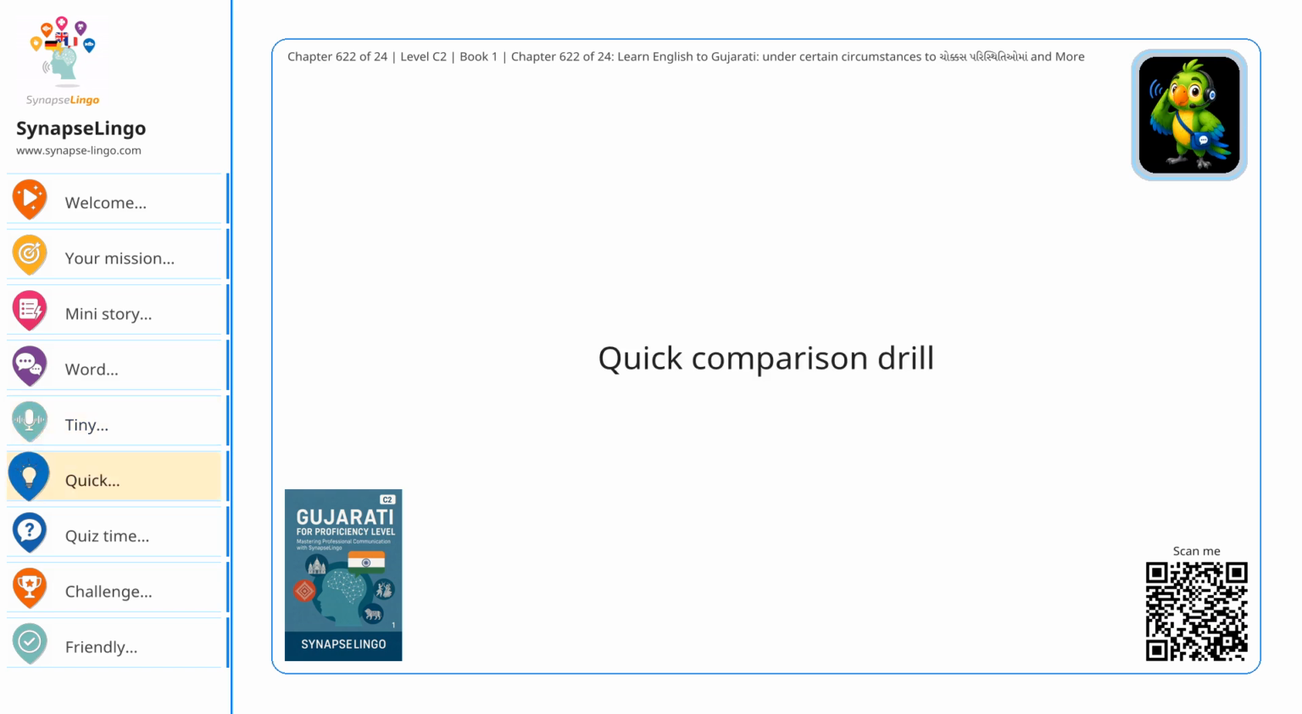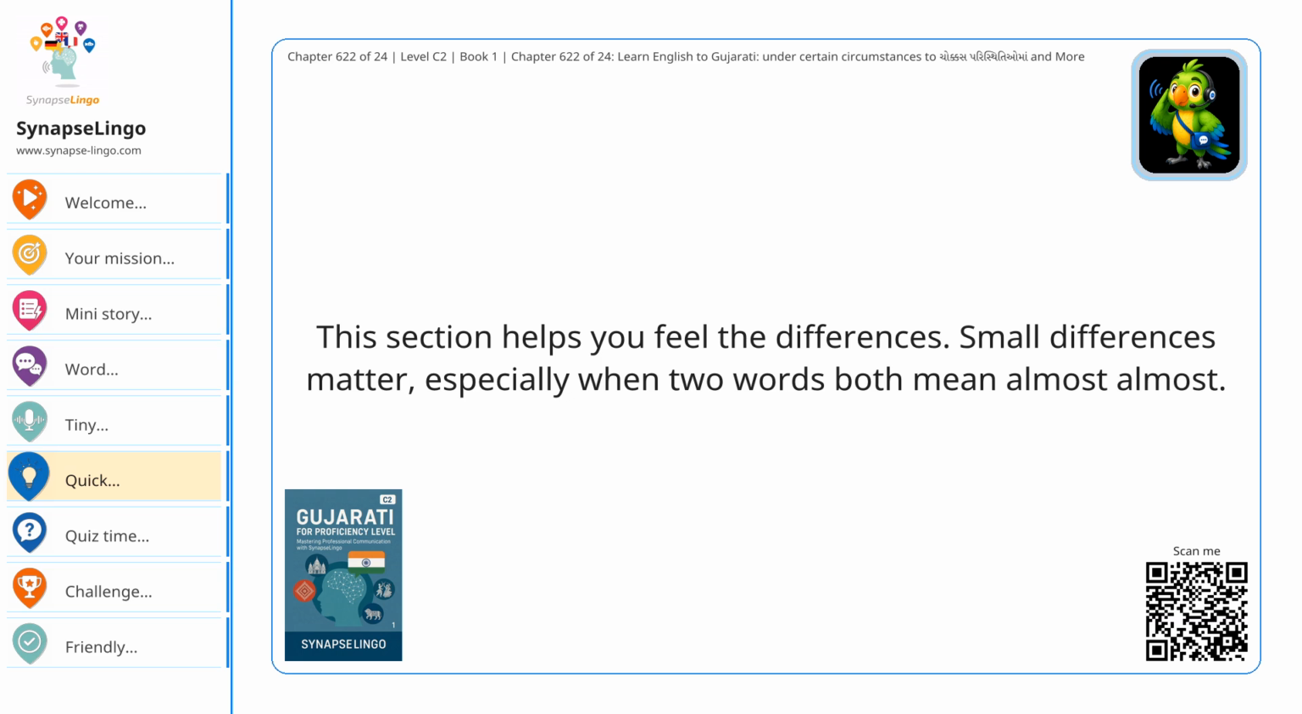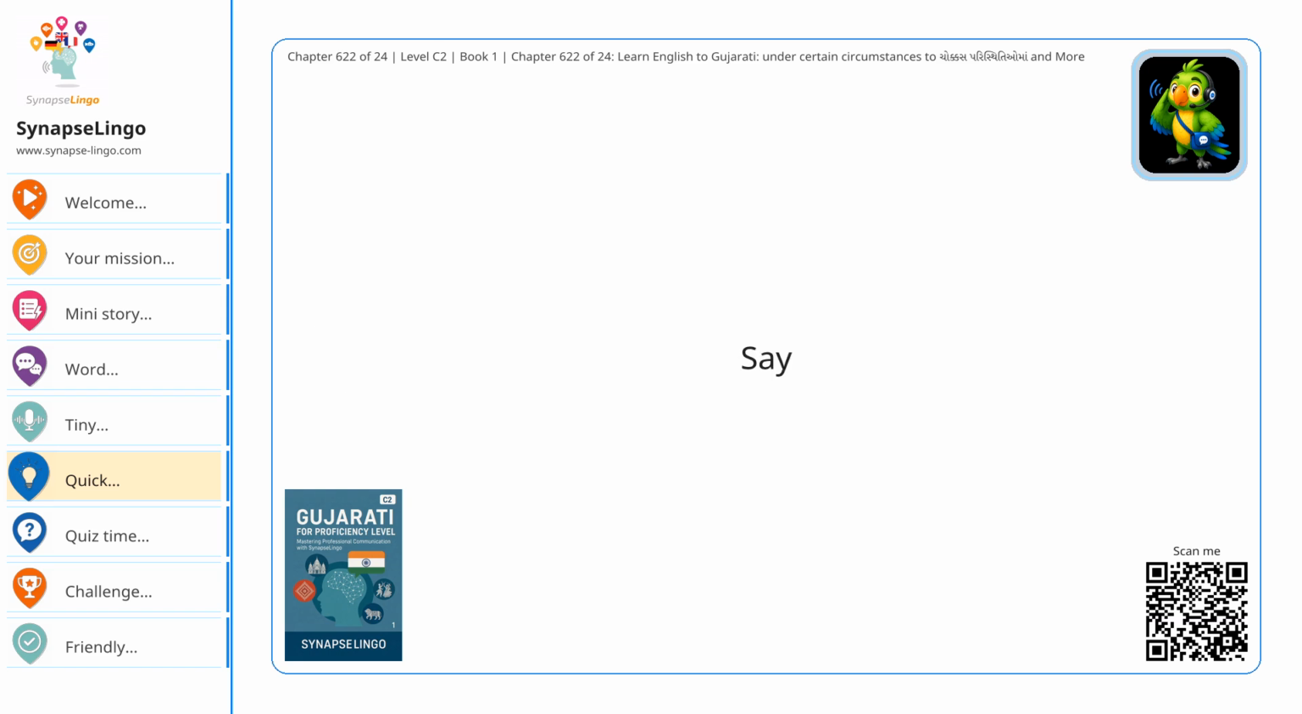Quick comparison drill. This section helps you feel the differences. Small differences matter, especially when 2 words both mean almost. Say મોટા ભાગે when you mean largely. Example, the work is મોટા ભાગે complete. Say મોટા ભાગે when you mean mostly. Example, I મોટા ભાગે work at home. Say આંશિક when something is partial, not whole.